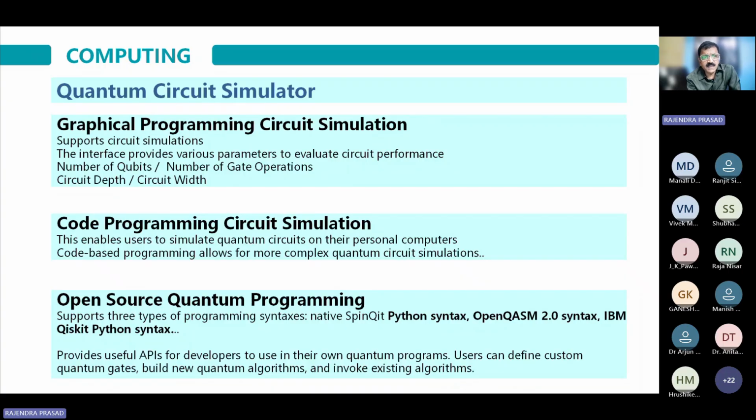Code programming, as I've said just now, uses regular programming languages like C or Python on the quantum computers to create this quantum circuit and do the simulation. In our open source, we offer 3 types of programming syntaxes: Python, QASM, and Qiskit. And we give the libraries. And we also provide APIs for creating your own custom gates and new algorithms.